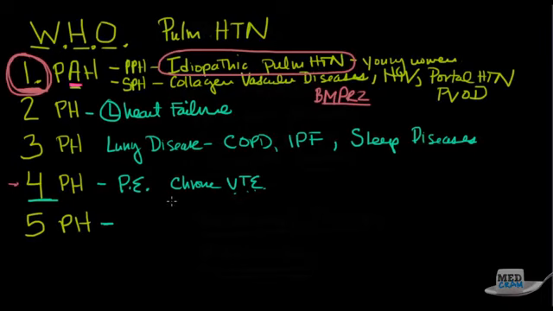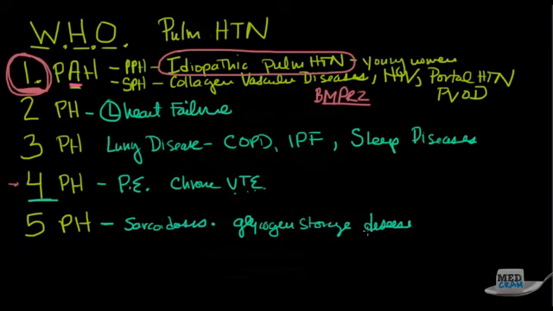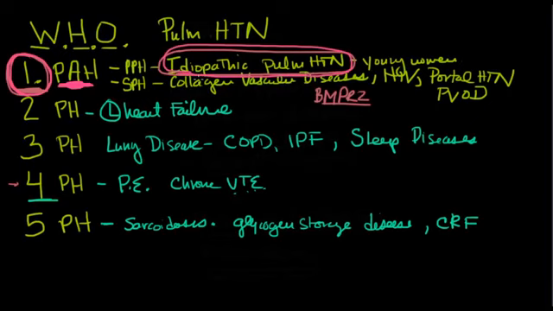So hematological disorders, myeloproliferative disorders, splenectomy, sarcoidosis is one, glycogen storage diseases, fibrosing mediastinitis. How about chronic renal failure? Okay, so what I want you to take home from this is number one is PAH. It has to do with the artery. It's pulmonary arteriolar hypertension, and the biggest one that fits into that category is the idiopathic pulmonary hypertension, but there's also collagen vascular diseases, etc.